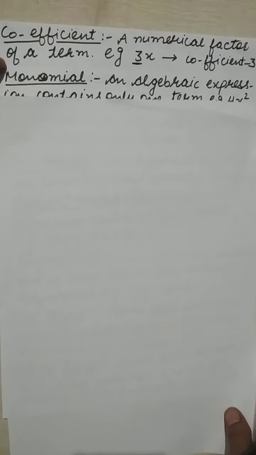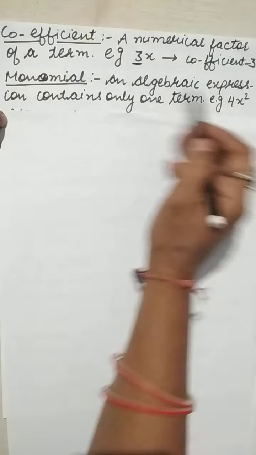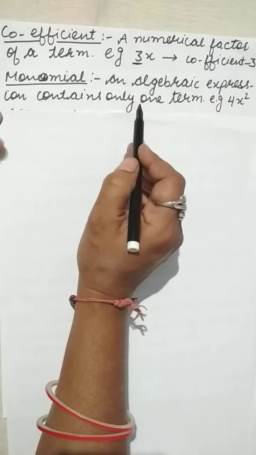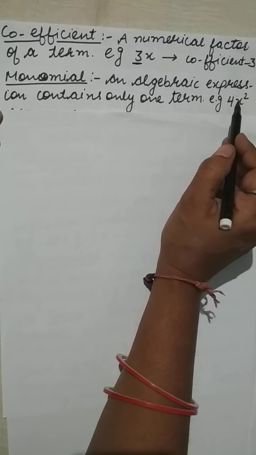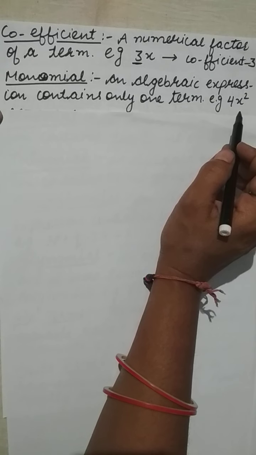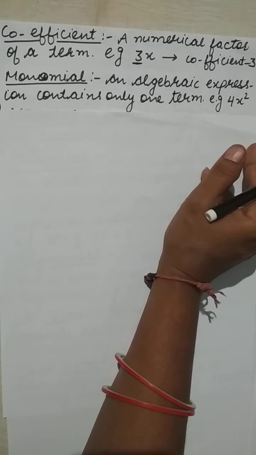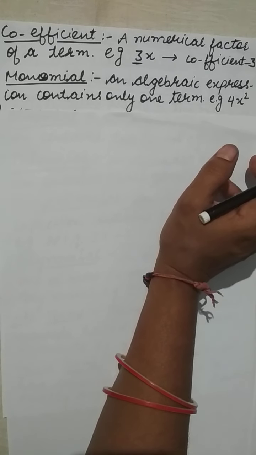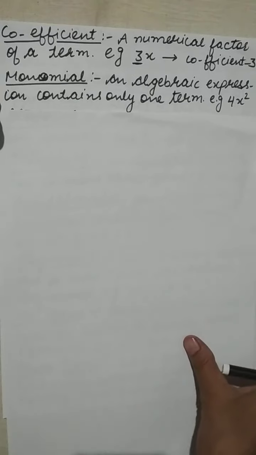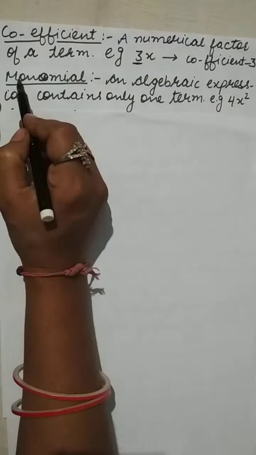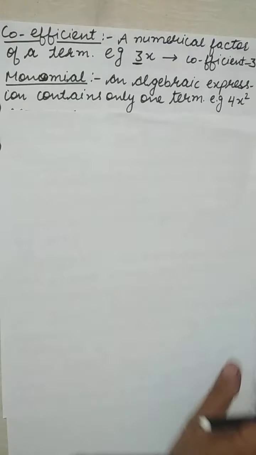Next definition is for monomial. A monomial is an algebraic expression which contains only one term. For example, 4x square is a single term. Similarly, we have so many examples, like I just take x. x itself is also a monomial. The algebraic expressions whose term is only one, so this is the monomial. Mono means one. So the polynomial having one term is known as a monomial.